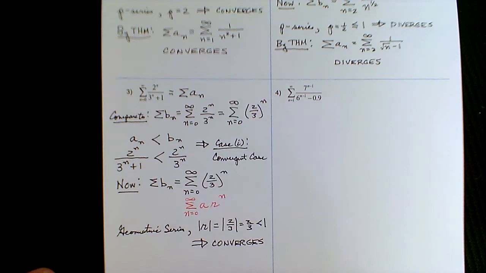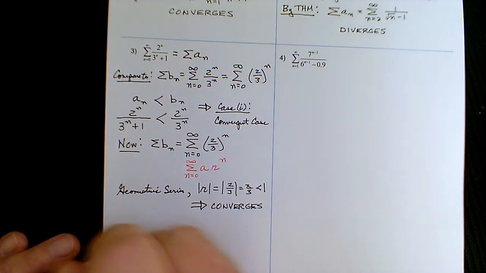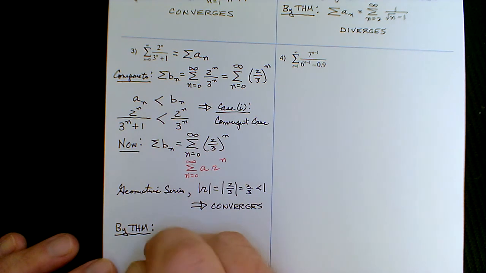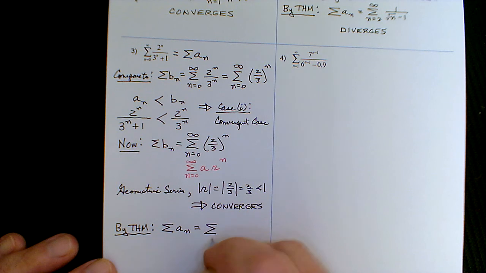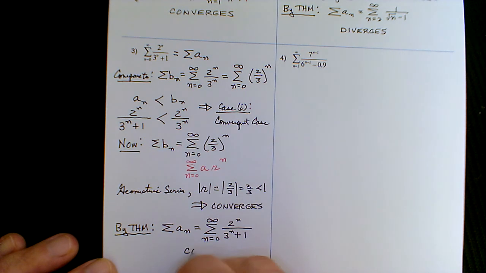Okay, so now finishing it up, you have to make that final statement once again by the theorem. You could say by the direct comparison test, whatever you wish. The original series, the sum of the a sub n, which was the sum as n goes from 0 to infinity of 2 to the nth over 3 to the nth plus 1, that this also converges.